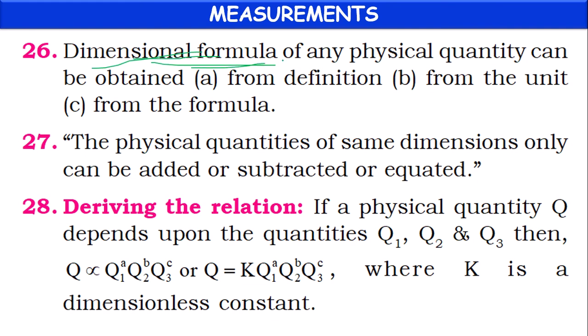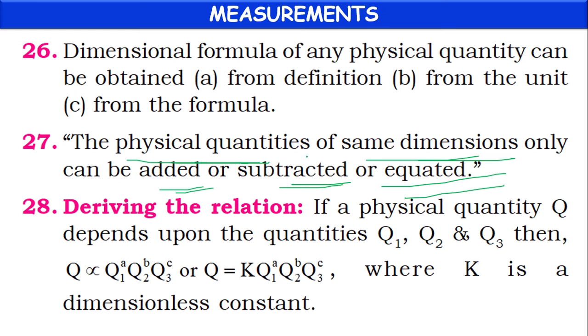So how to obtain dimensional formula? From definition, or from the unit, or from the general formula. We can obtain dimensional formula in any way. The physical quantities of same dimensions can be added, can be subtracted, can be equated. If they have different dimensions, we cannot add them, we cannot subtract them, we cannot equate them. This is called principle of homogeneity.